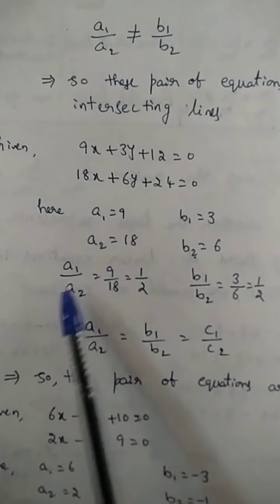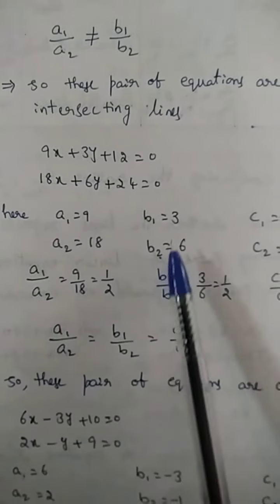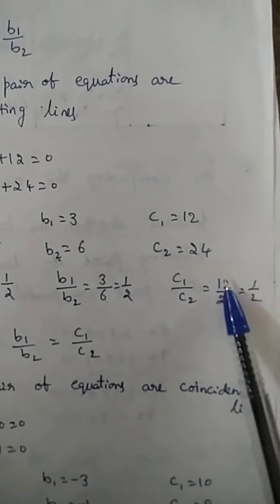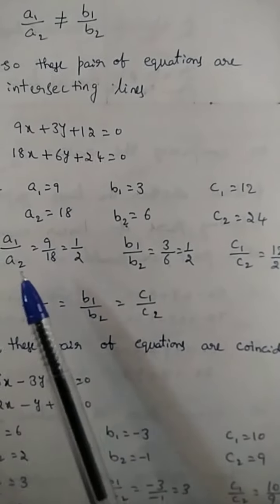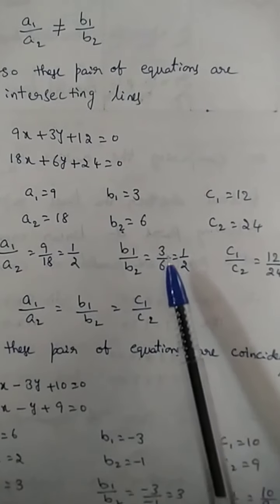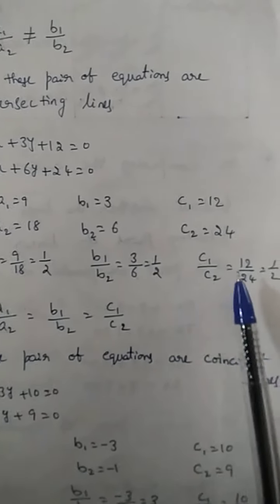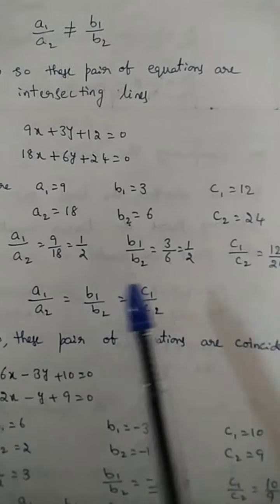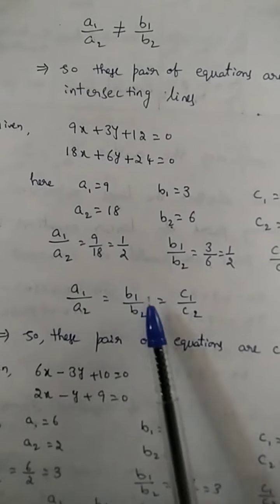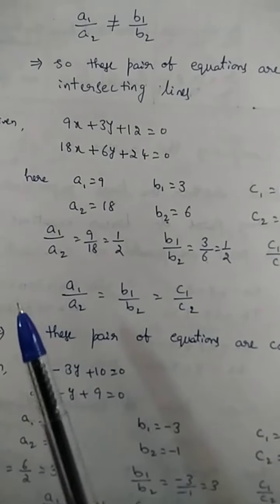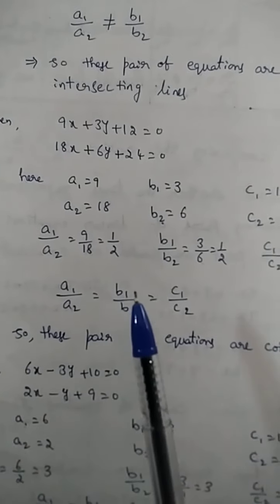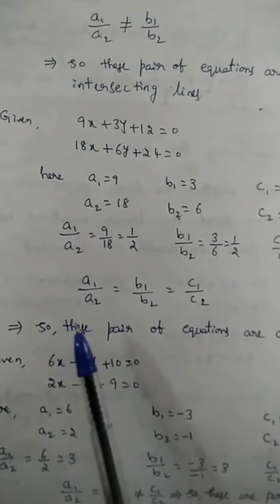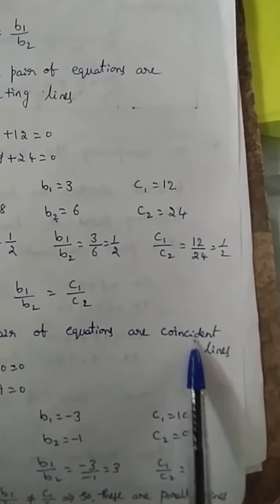Then a1 by a2 is equal to 9 by 18, that is equal to 1 by 2. b1 by b2 is equal to 3 by 6, which is equal to 1 by 2. c1 by c2 is equal to 12 by 24, which is equal to 1 by 2. Automatically all the ratios are equal here. Then a1 by a2 is equal to b1 by b2 is equal to c1 by c2. So all the ratios are equal, then automatically the pair of linear equations are coincident lines. So these pair of equations are coincident lines.